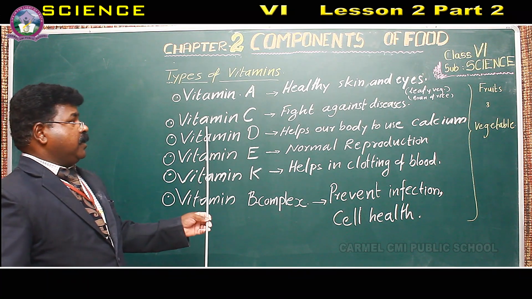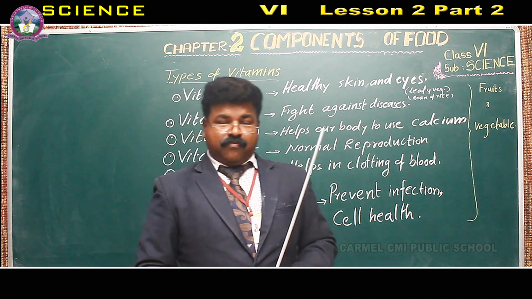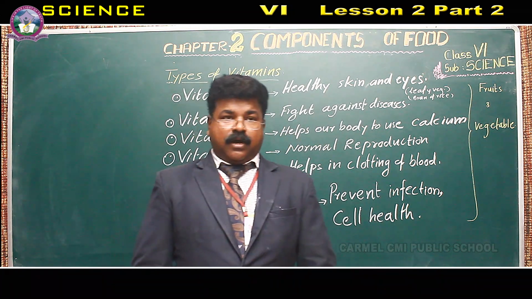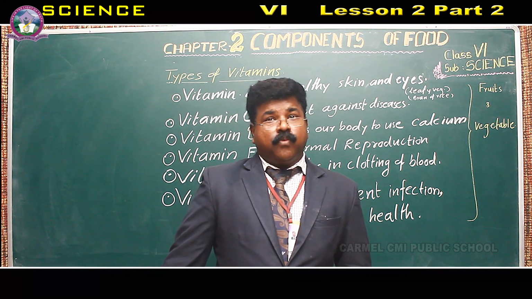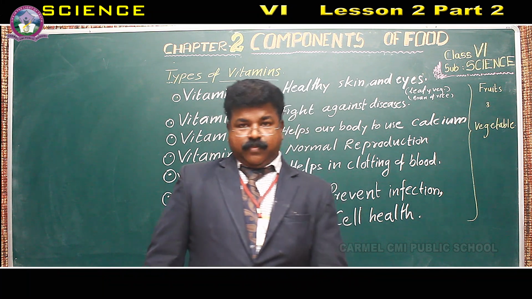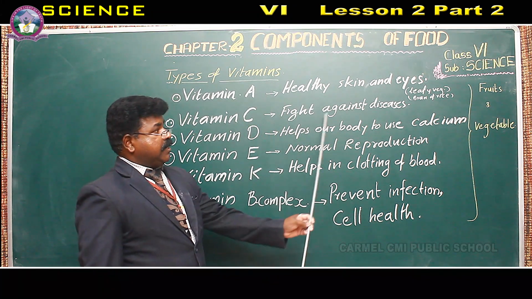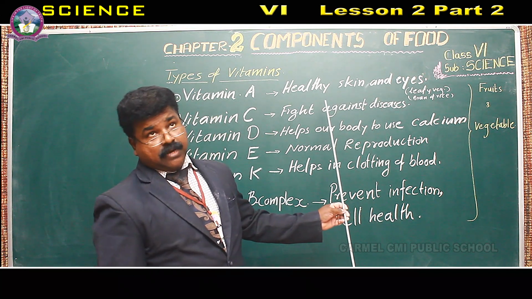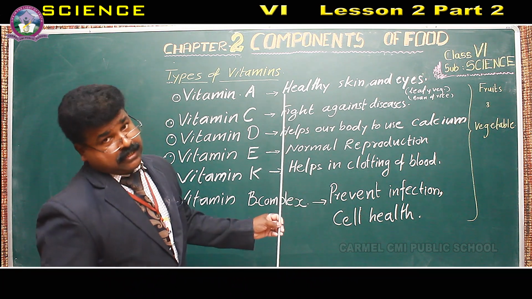So now let us see vitamin C. Vitamin C is very much essential for our disease resistance capacity. If you want to make our body disease resistant, we need to include more vitamin C containing food items in our diet. So what's the function of vitamin C? Fight against diseases. They fight against different types of diseases. So it will make our body disease resistant.